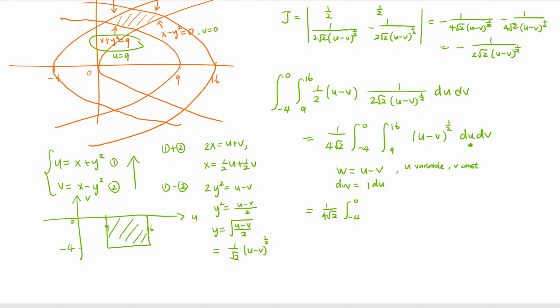When we integrate it, we get w, which is u minus v, to the 3/2 over 3 times 2. We can do that because dw is 1 du. Now we plug in u from 9 to 16. So 2 over 3 stays there, put it outside. We plug in 16 first: 16 minus v to the 3/2 minus 9 minus v to the 3/2 dv.